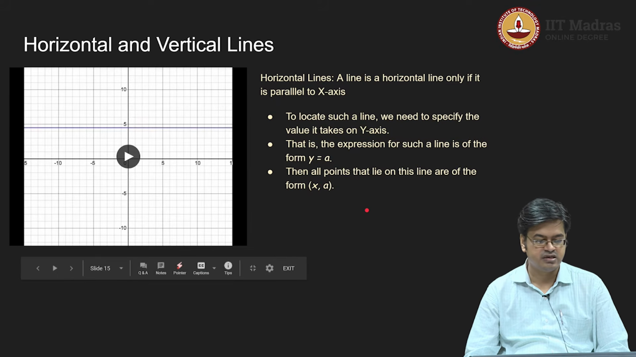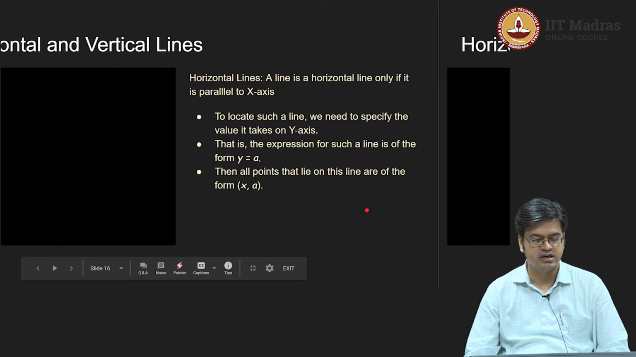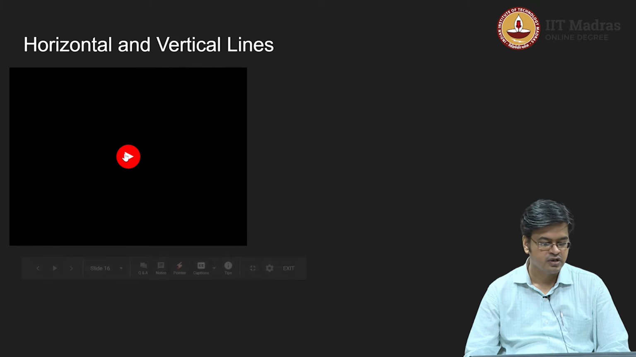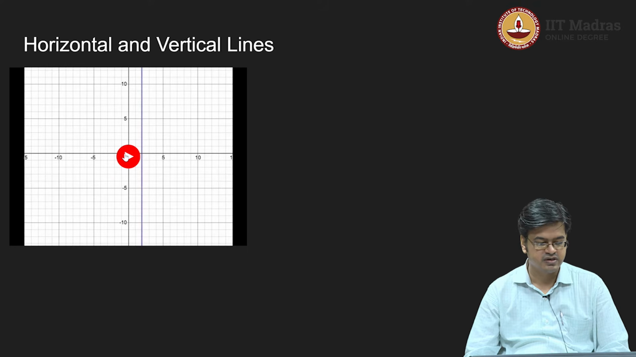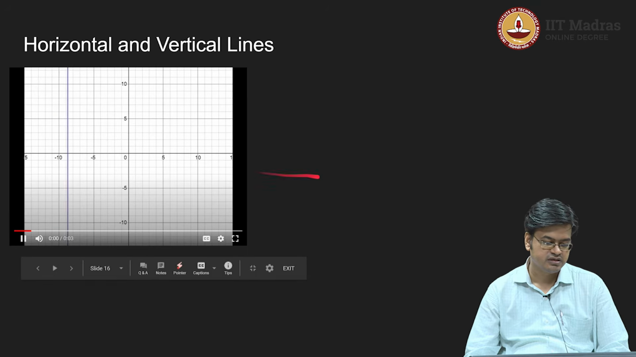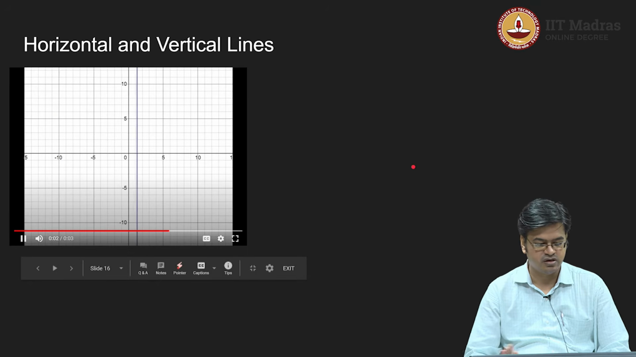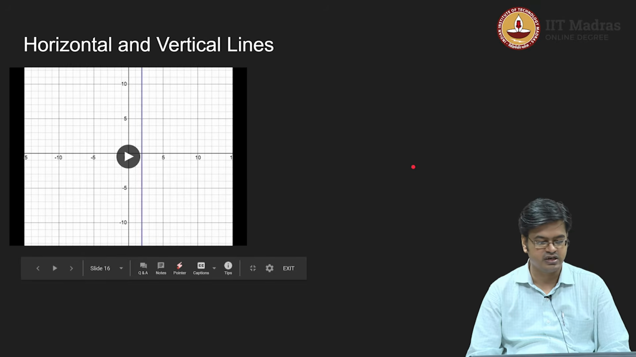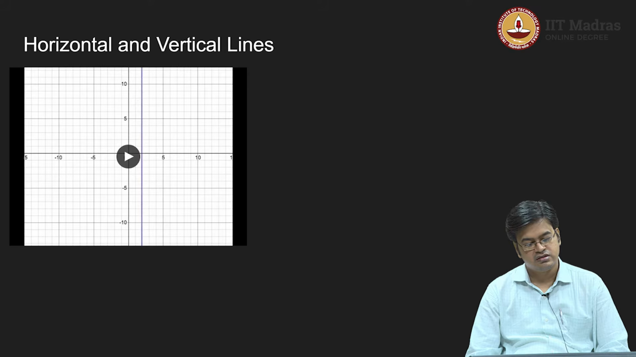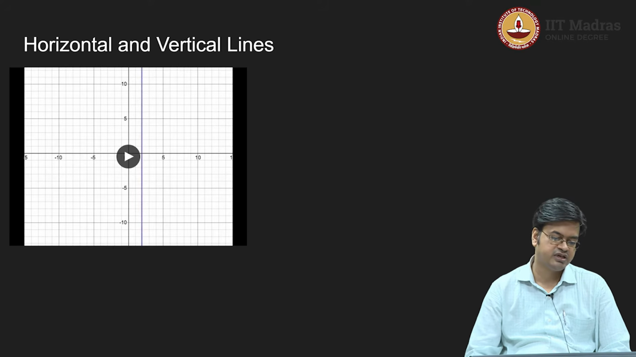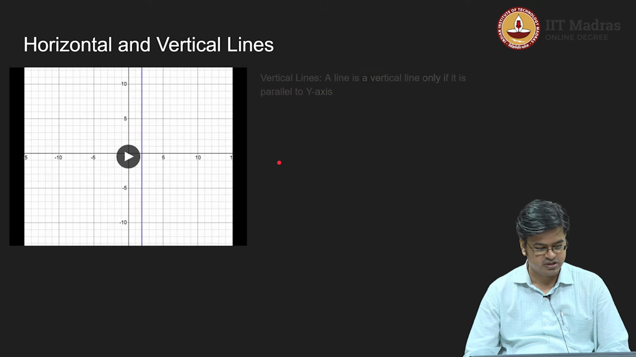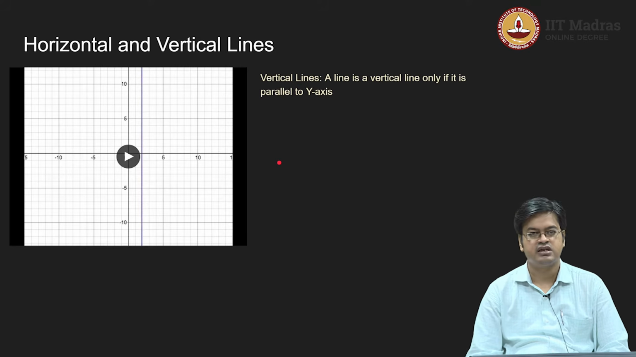In a similar manner, we can consider vertical lines. So what is a vertical line? You can see this in the image, and in this video we can see all these kinds of lines, which are called vertical lines. So how will I identify these vertical lines? First, I will define them. A line is a vertical line if and only if it is parallel to the y-axis.